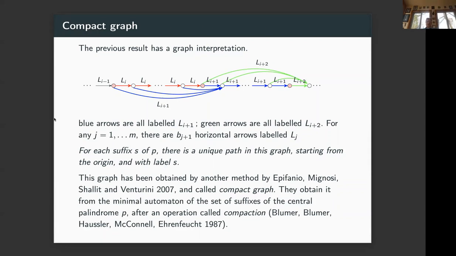This graph has been obtained completely differently by another method, by Epifanio, Mignosi, Geoffrey, and Venturini before, and they call it the compact graph. Actually, they obtain it completely differently: they consider the language, the set of suffixes of the central word, the central palindrome, and they consider the minimal automaton of this language, and then there is an operation called compaction, which was considered much before by Blumer, Haussler, McConnell, and Ehrenfeucht. And so they obtained this graph quite differently.